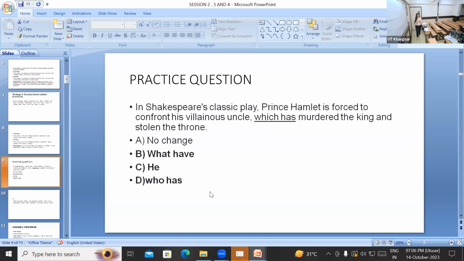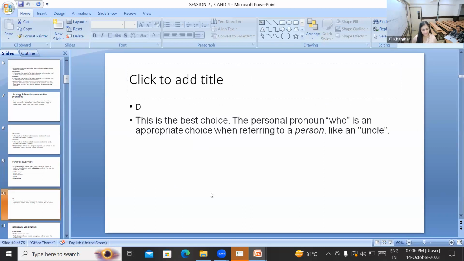Is Saina ready with the answer? Okay, Saina is ready. Adi, are you ready with the answer? Yes, ma'am. What's the answer, Adi? D. B, D. Who has? Easy.